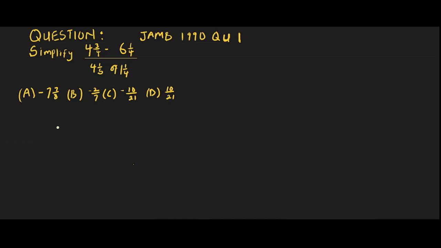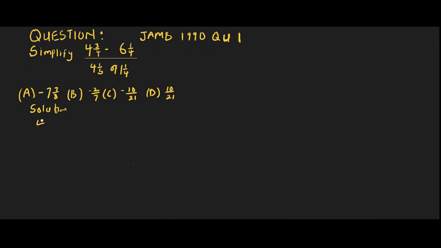Hello everyone, we have a JAMB question here, 1990 question 1. The question says: simplify 4 whole number 3 over 4 minus 6 whole number 1 over 4, all over 4 whole number 1 over 5 of 1 whole number 1 over 4. And here are the options. Here, solution.